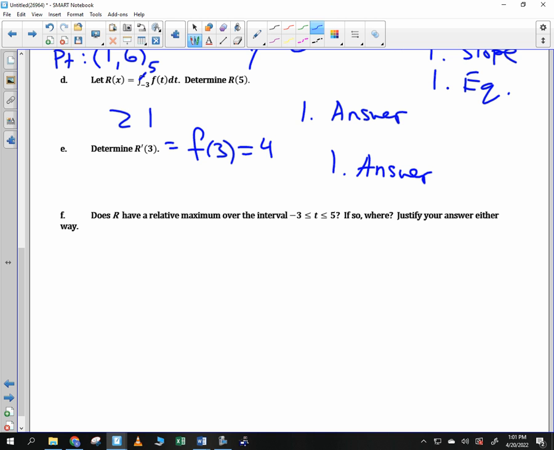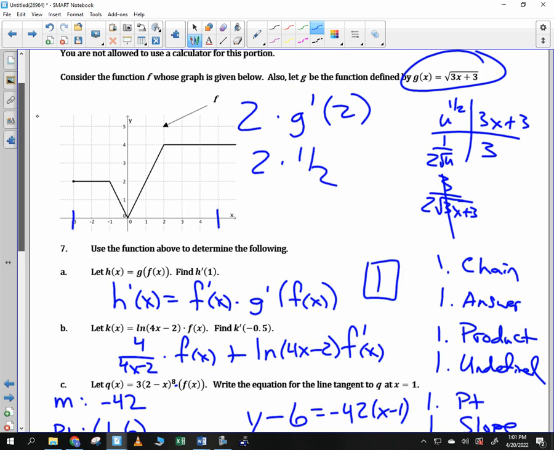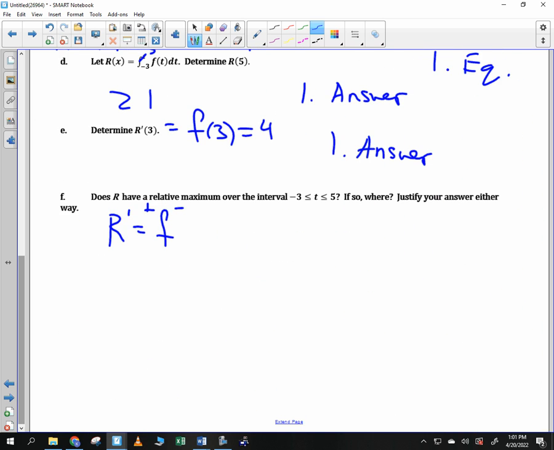And does r have a relative maximum over the interval? So it will if r prime, which is equal to f, changes from positive to negative at any point over that interval. Does it change from positive to negative? No. And you should say no because it never changes from positive to negative. 1 for the answer, and 1 point for a justification saying it never changes from positive to negative. I have a total of 10 points on that one.